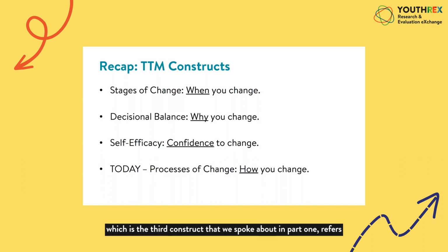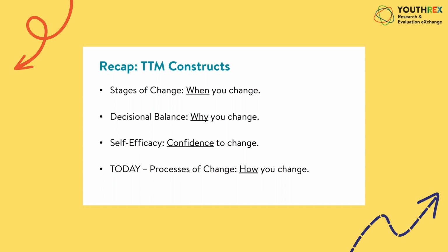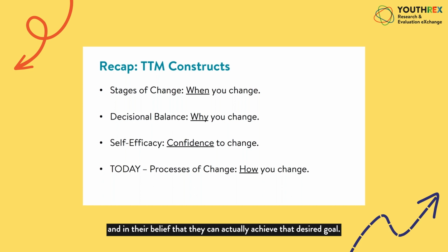Now, self-efficacy, which is the third construct that we spoke about in part one, refers to a person, or in this case, a youth's belief in their own ability to change and in their belief that they can actually achieve that desired goal. This construct considers whether people have the confidence they need to make and sustain change, because research tells us that the more confident someone is in their ability to change, the more likely they will be in succeeding. So the TTM really encourages us to assess and support self-efficacy in the intervention process.